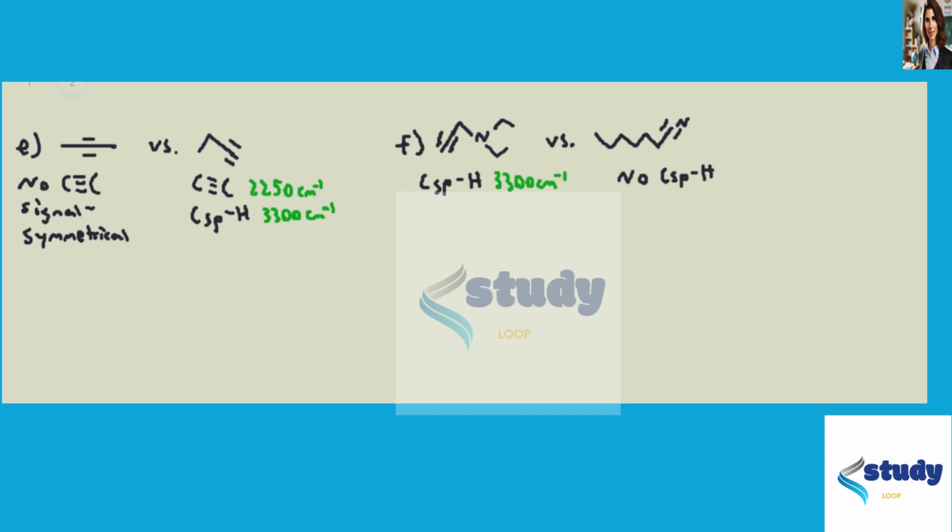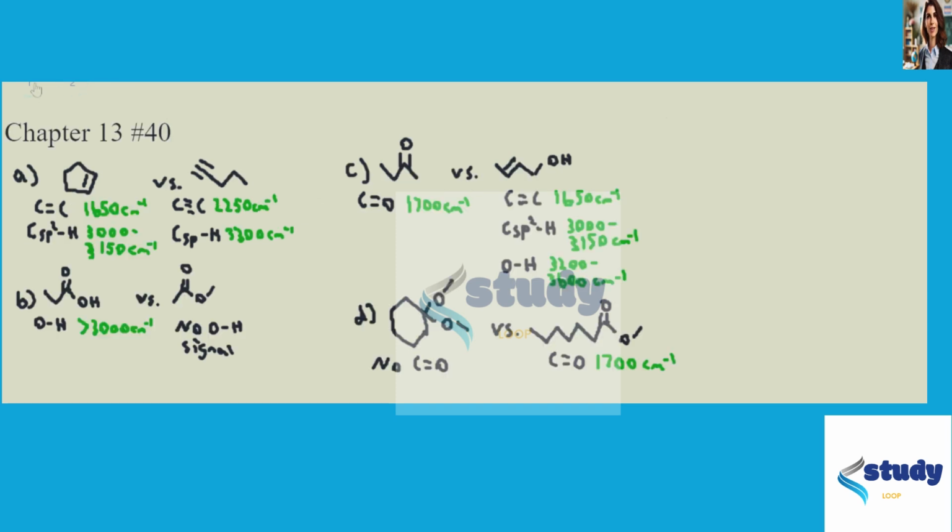As far as experimental organic chemistry, this is one of the main uses of IR. If you know what functional groups should be there, it's very straightforward to look at an IR and see if the signals are where they're supposed to be. That's what we use this for in industry a lot of the time. And so that is the answer to Chapter 13, problem number 40.